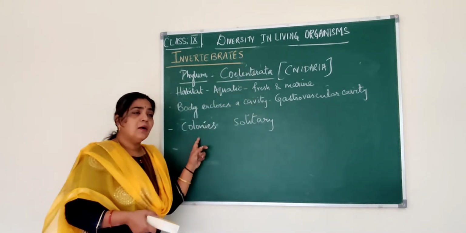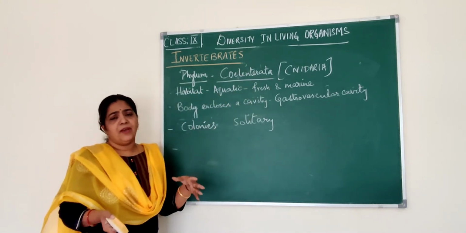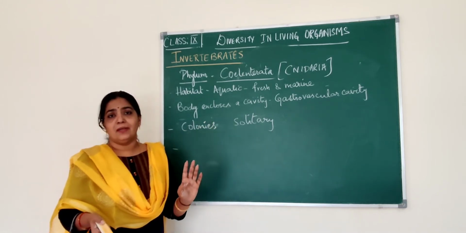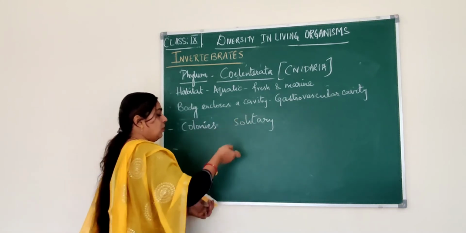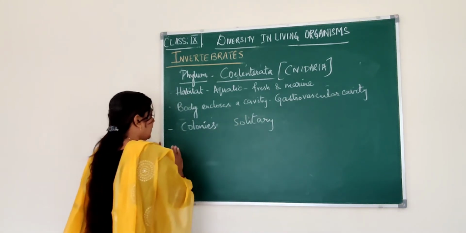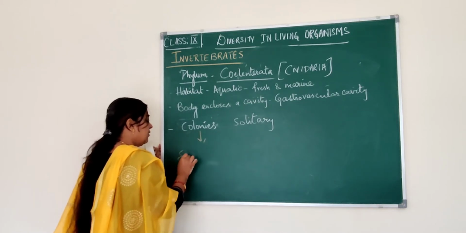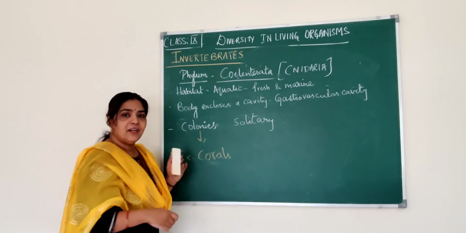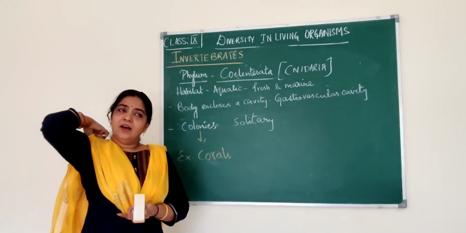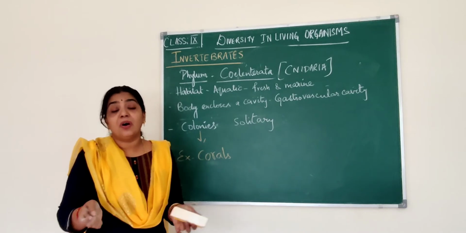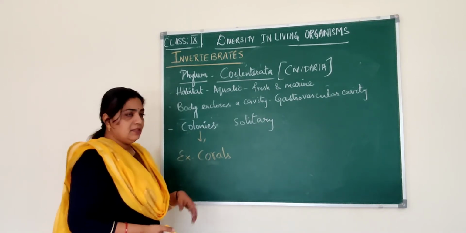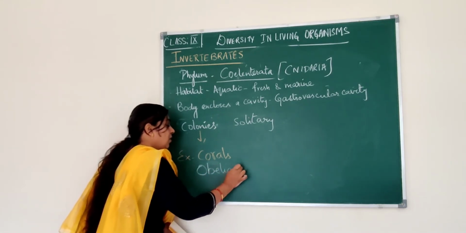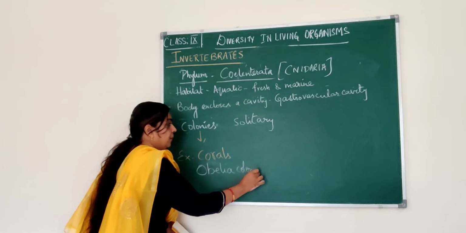Now, these organisms may live in colonies, in a group, or they may be solitary. Solitary means living alone, independently. An example of animals living in a colony is corals. You have heard about corals, the Great Barrier Reef in Australia, the coral reef. And there is one more, the Obelia colony. They all live in colonies.